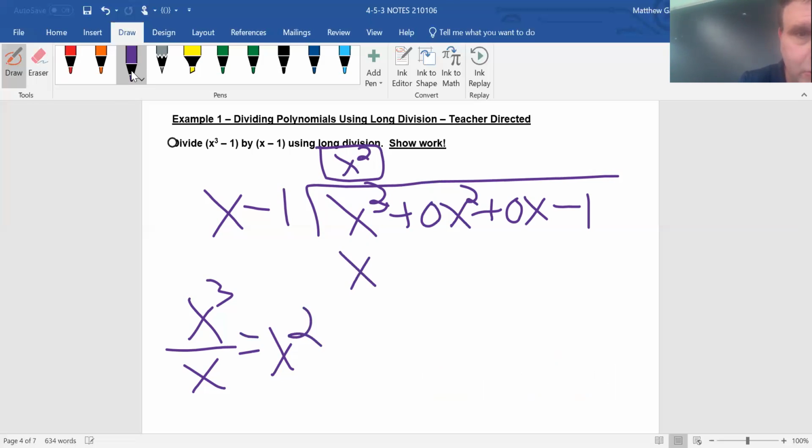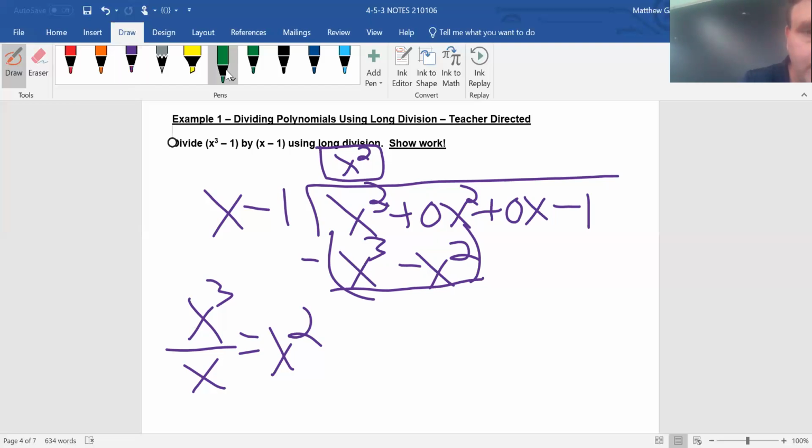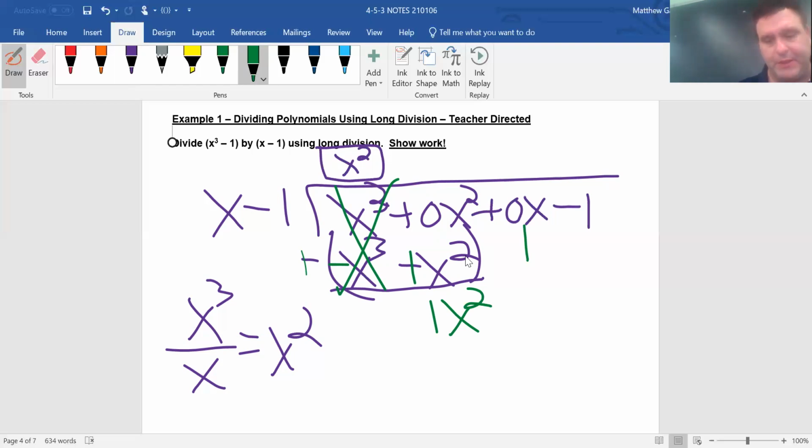We get x cubed minus x squared. We subtract vertically. So we got plus, minus, plus. So when we combine 0x squared and 1x squared, we get 1x squared. And then we're going to drop to 0x, because you should have two terms because the divisor has two terms.